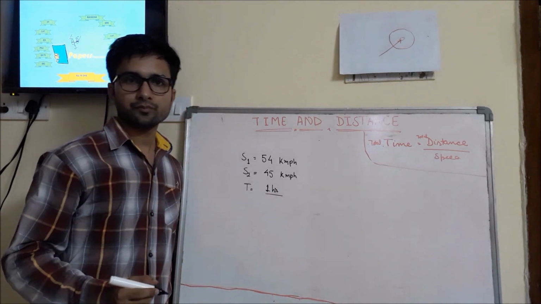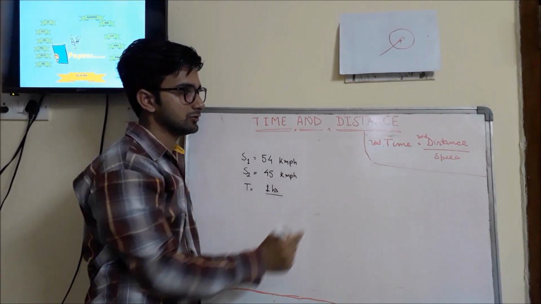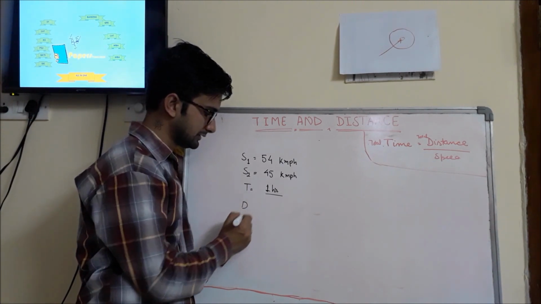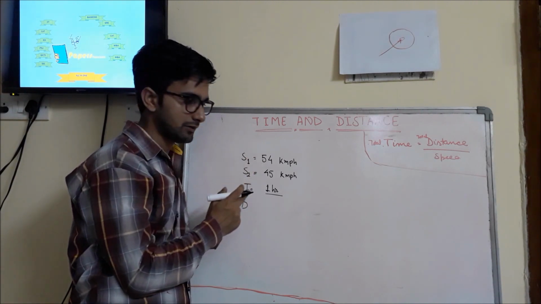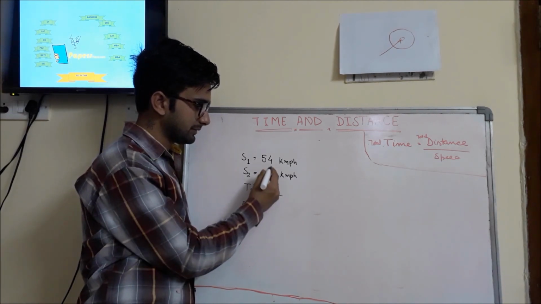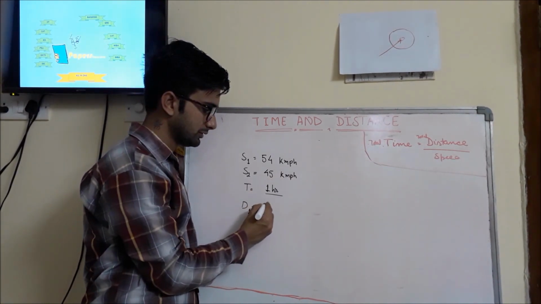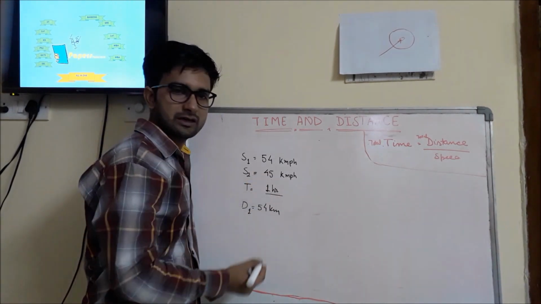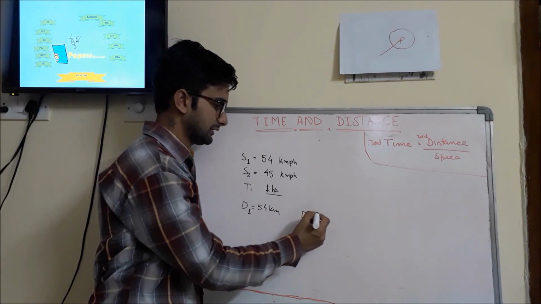So we will apply the same formula, time is equal to distance upon speed. Here, instead of time, we are finding out the distance. If he is traveling with a speed of 54 kilometer per hour, how much distance may he have traveled in 1 hour? That will be d1. So d1 will be 54 multiplied by 1 hour, because distance equals speed multiplied by time, so it will be 54 kilometer. And the second, if he travels at 45 kilometer per hour, he may have traveled a distance of 45 kilometer.